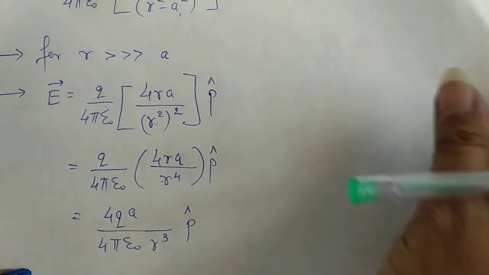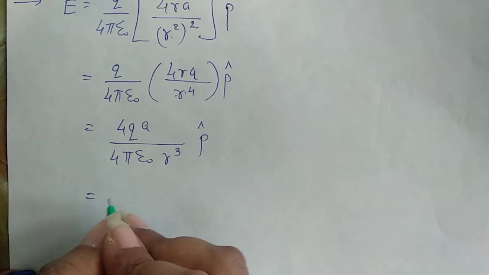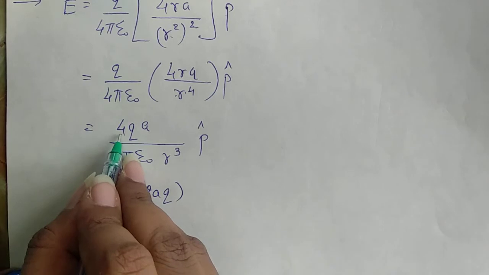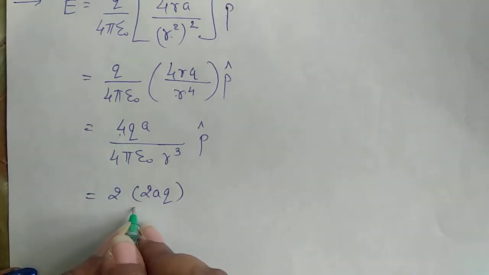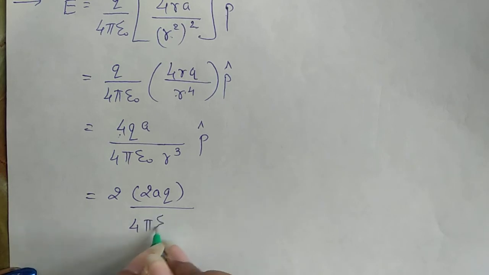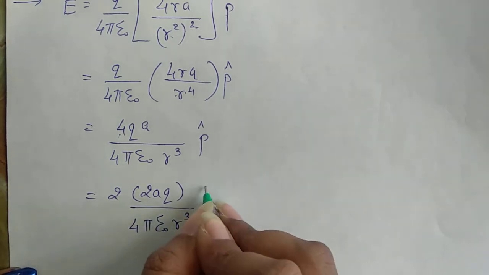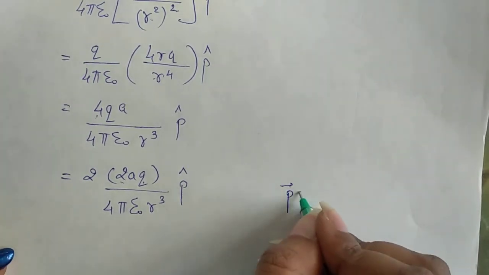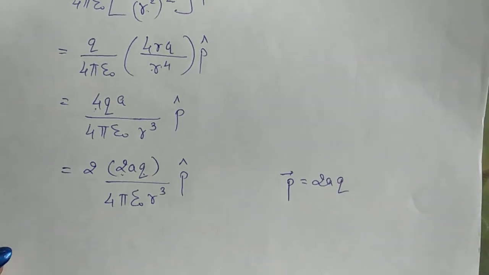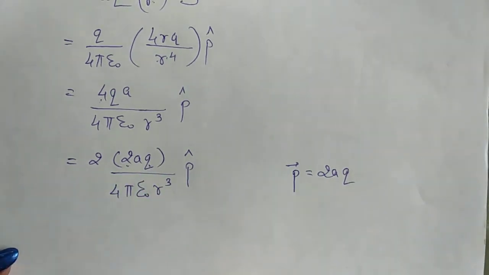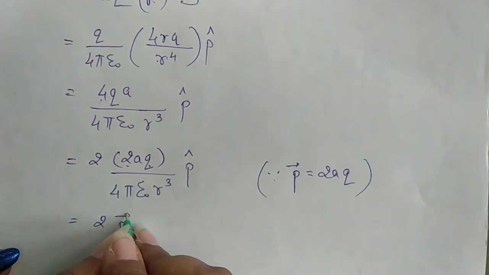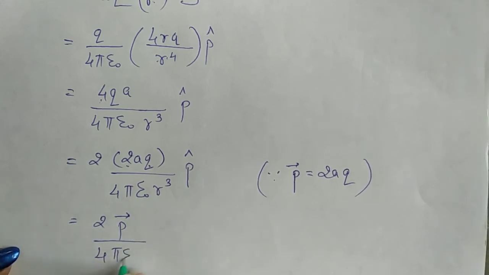Okay. Now this 4 can be written as 2 multiplied by 2. So I have just split this 4 into 2 into 2. What is this? This is dipole moment. It was vector p equals 2a into q. So instead of 2a into q, I'll substitute this value. So it will give me 2 multiplied by vector p upon 4 pi epsilon naught r cube into p cap.